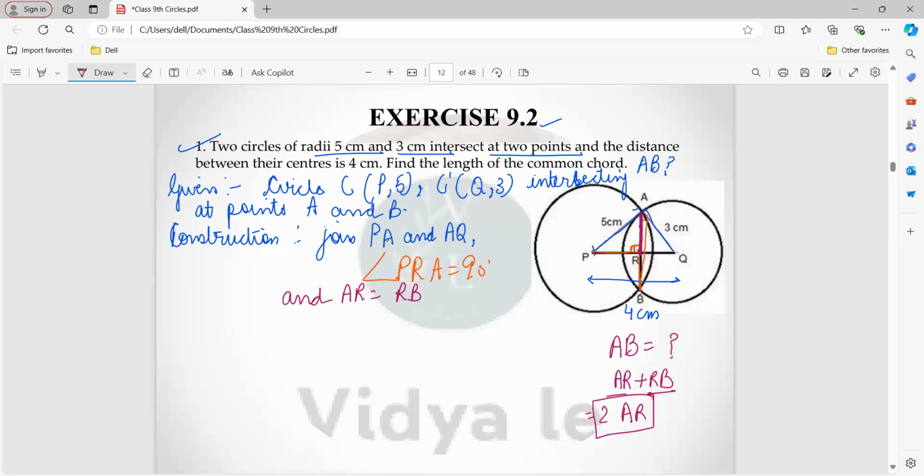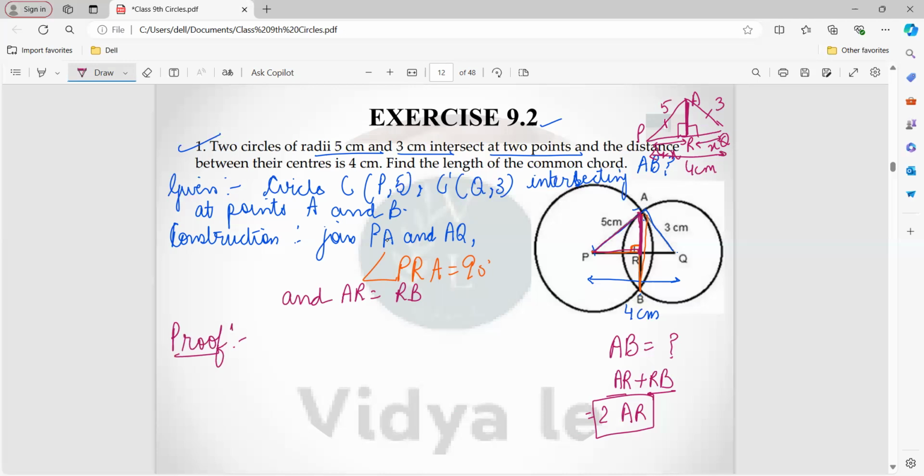This is making a right angle triangle like this, ARP, and another right angle triangle, ARQ. So we have two right angle triangles and we can apply the Pythagoras theorem. We have this length 5 centimeter, this length 3 centimeter, and the whole length is 4 centimeter, right? If I suppose this is x, this will be 4 minus x. Now using the Pythagoras theorem, we can find the value of AR, right? So we'll use the same concept and find the value of AR. Let's see how we are going to do this.